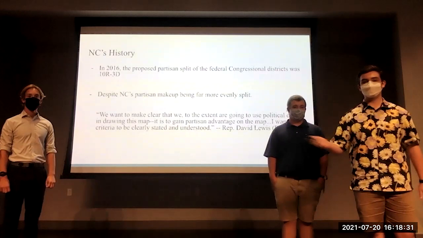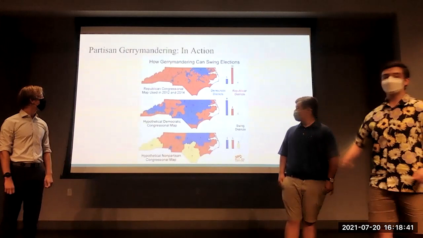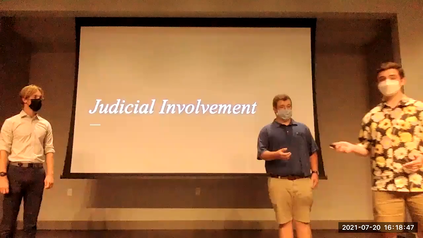So this is a little bit of gerrymandering in action in regards to maps. You can see that when Republicans draw it, they have more seats in Congress. But let's talk a little bit about how the courts play a role in overseeing this process.